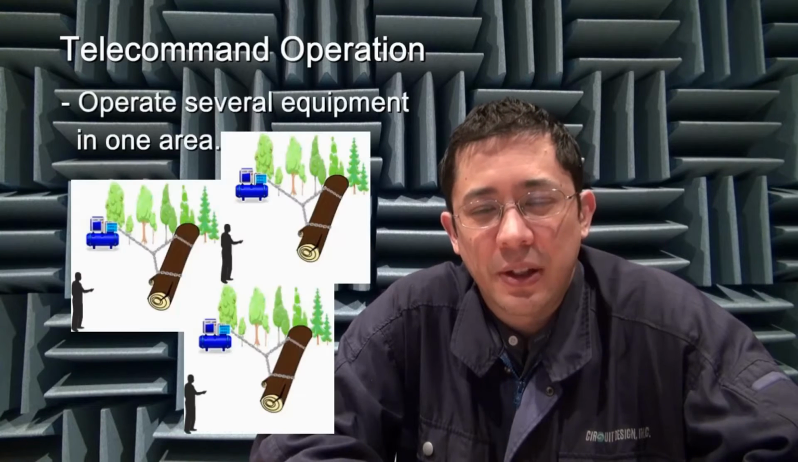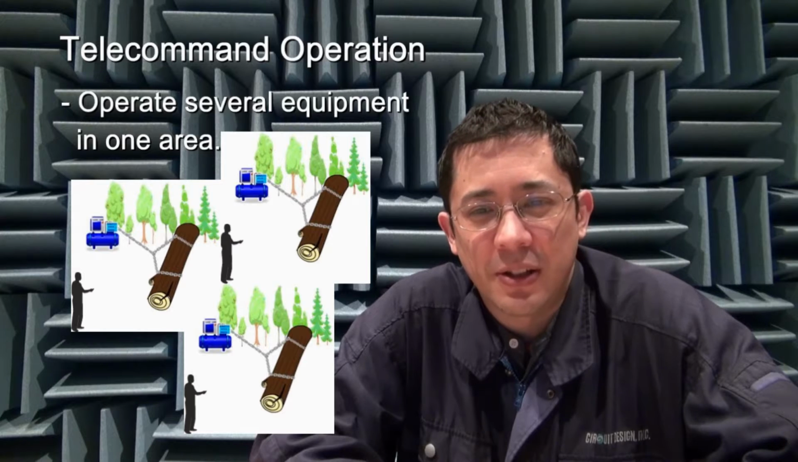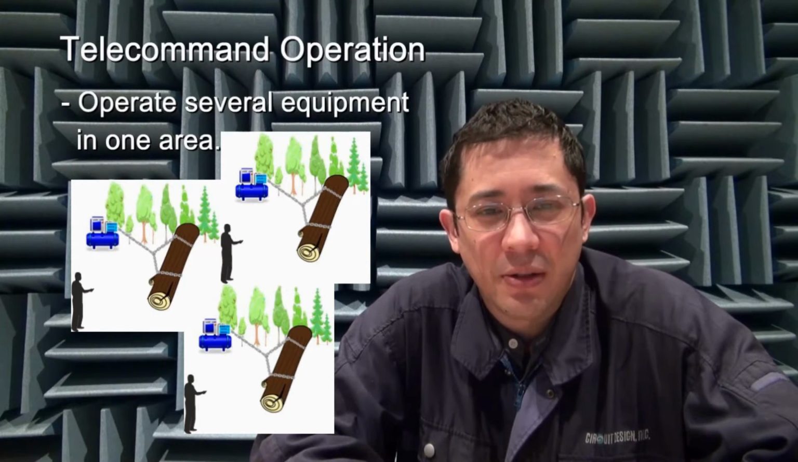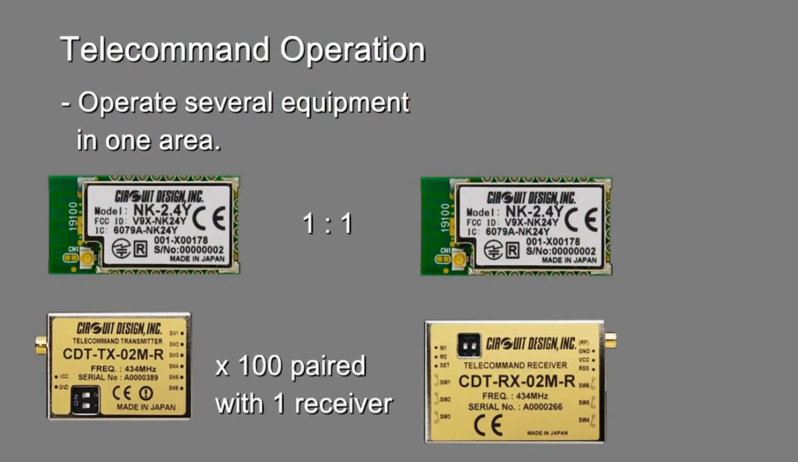There may be several pieces of equipment that need to operate in the vicinity, so the ability to have one transmitter-receiver pair for each equipment is useful. The NK2.4Y allows one-to-one link with a second NK2.4Y. For CT modules, up to 100 transmitters can be registered.